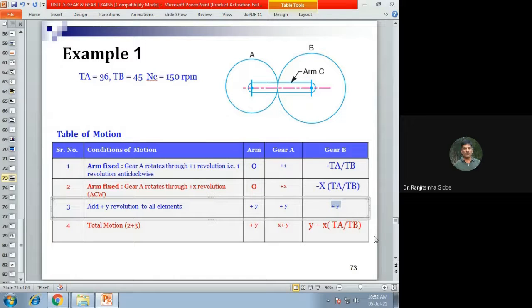inside the bracket TA upon TB. So take down this table in your notebook and the given data whatever we have written, then we will see the remaining part.